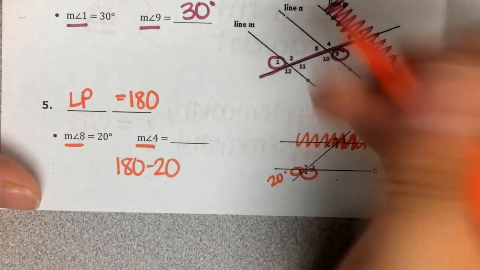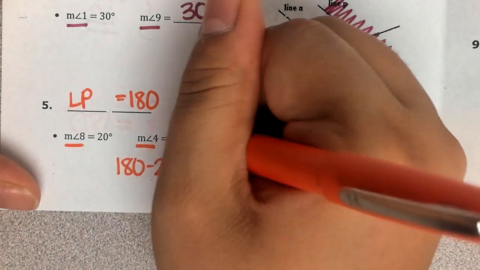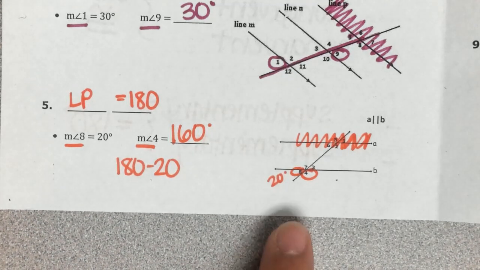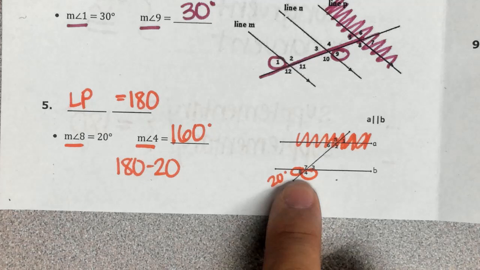180 minus 20 is 160 degrees. Does that make sense? Because that's one that tricks y'all. If they're right next to each other like that, they're a linear pair. They make a line.